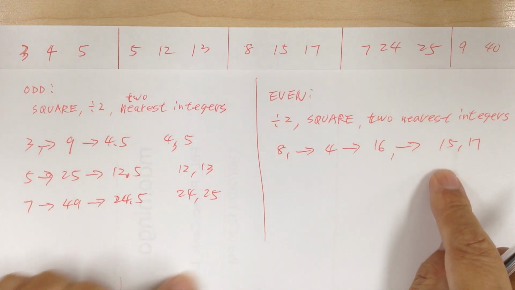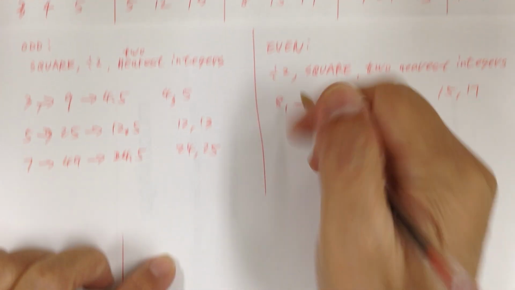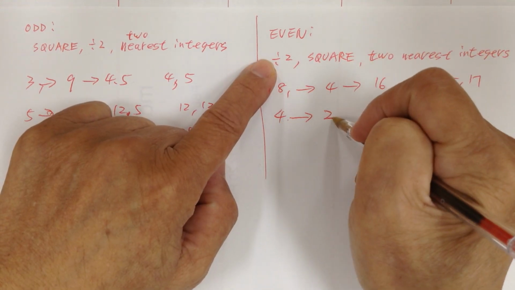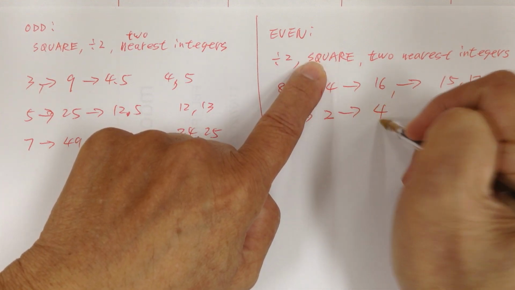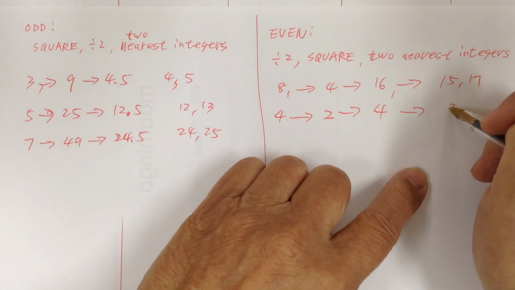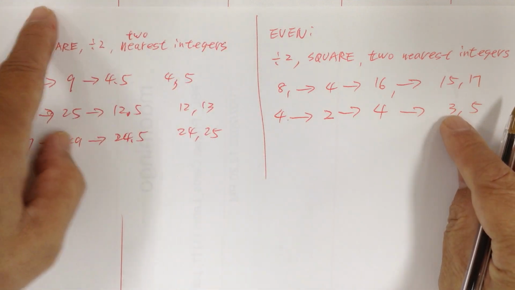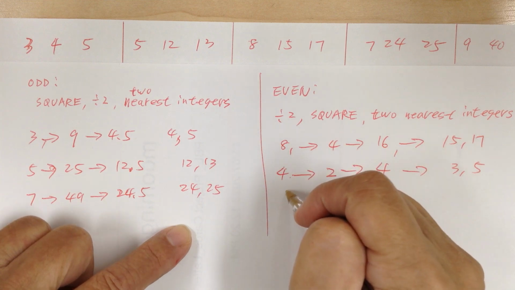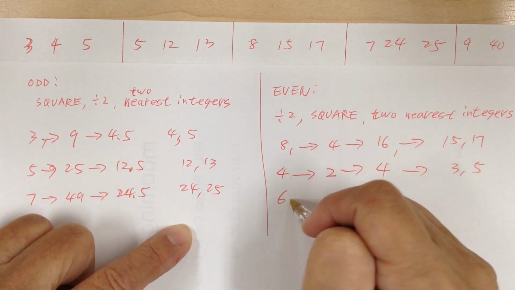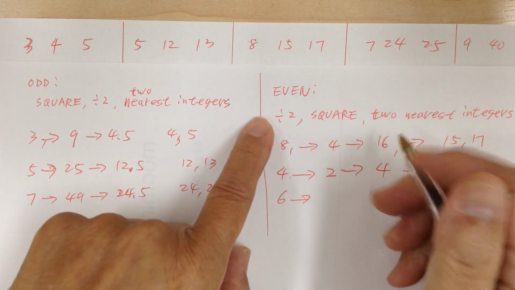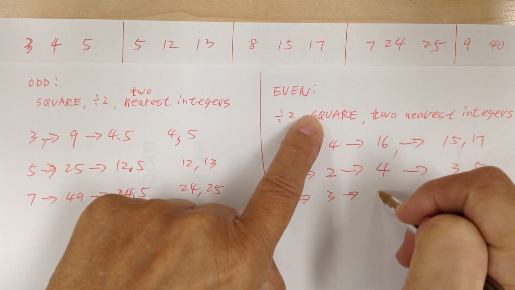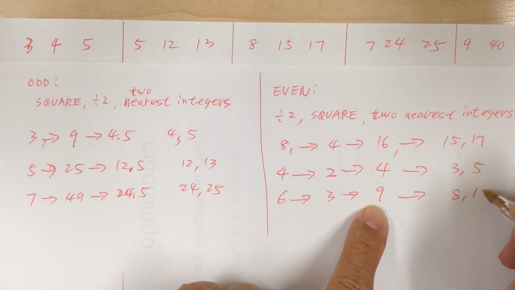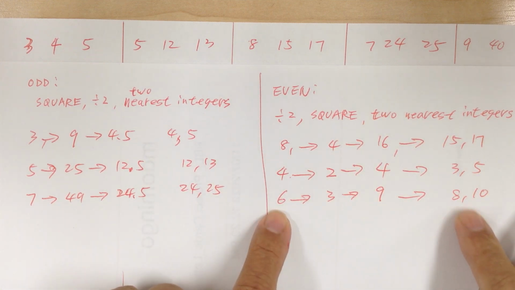So if you try 4, if you start with the lowest number, you divide by 2, you become 2. You square that, you get 4, and you get the two nearest ones, you get 3 and 5. So you get 4, 3, 5, right? And what happens if you start with 6? For 6, you divide by 2, you get 3. You square, you get 9. And two nearest integers would be 8 and 10. So you got 6, 8, 10.